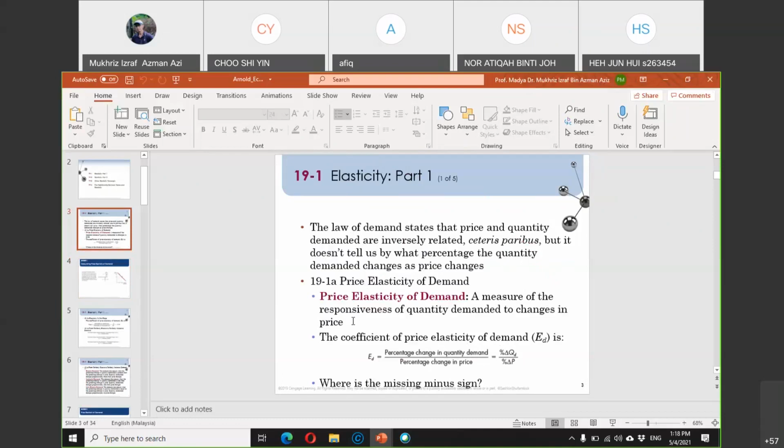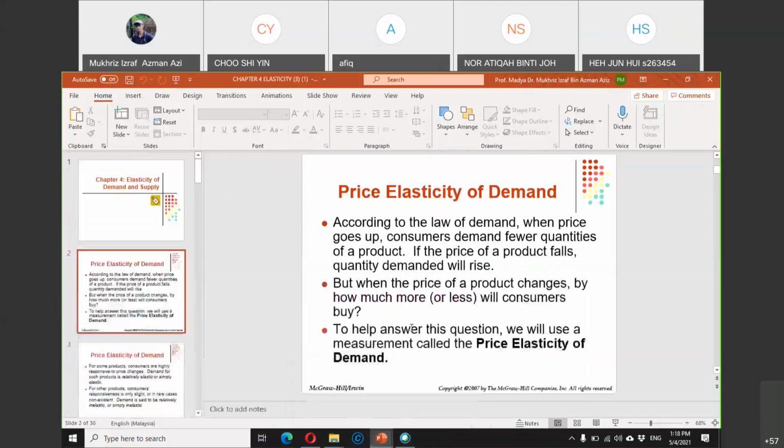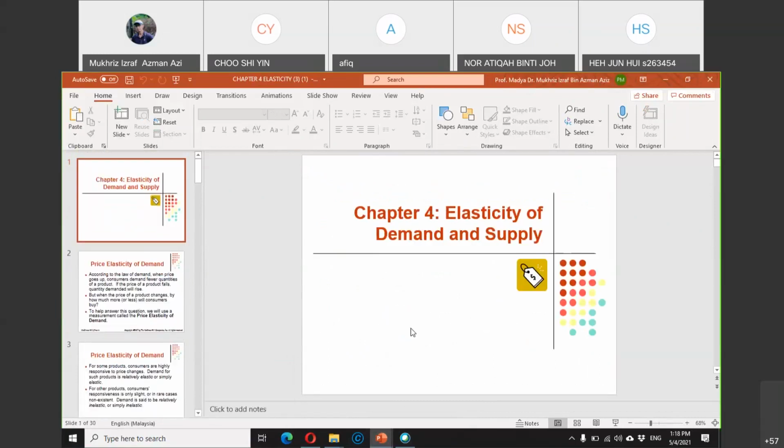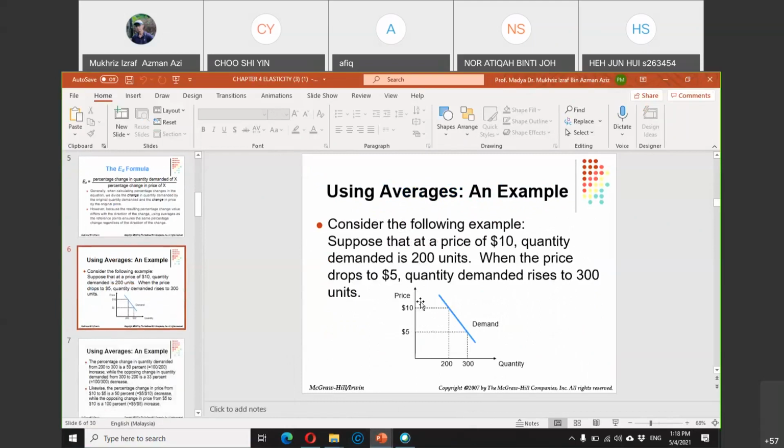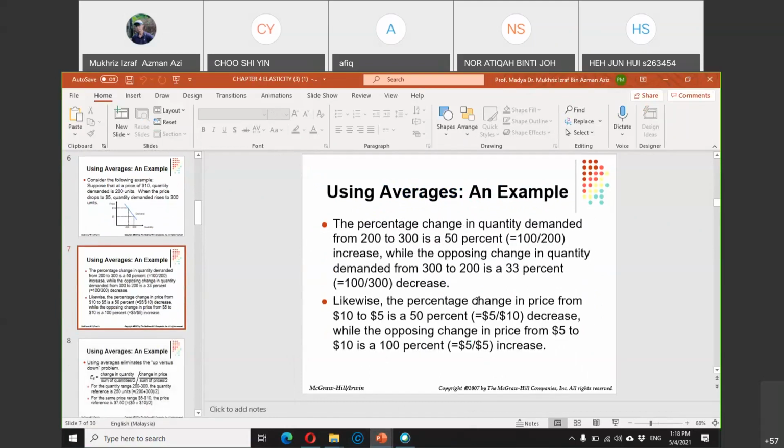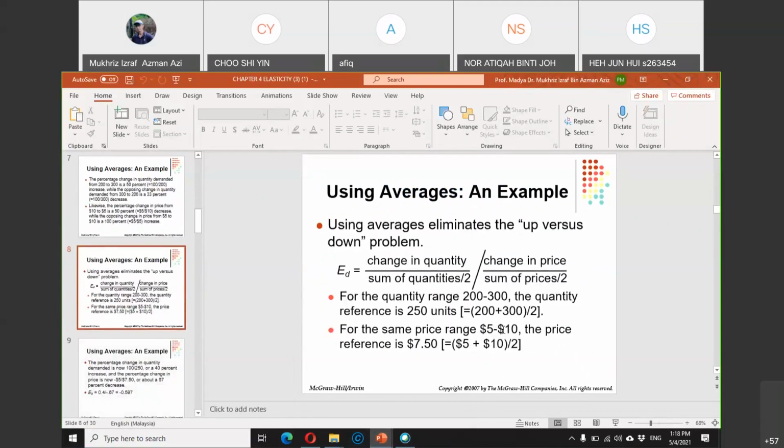For demand you're always going to have the negative sign. Here in the Arnold slide, if you compare with the other slide, both are the same. But I just want you to take note that whenever you calculate elasticity of demand, you will get a negative answer.